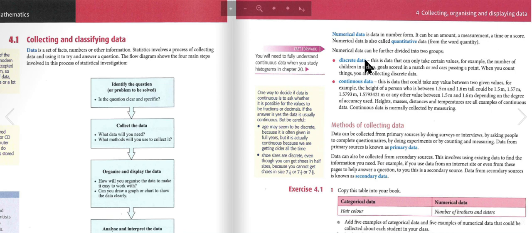Discrete data. This is data that can only take certain values. For example, the number of children in the class, goals scored in a match, or records passing a point. When you count things, you are collecting discrete data.